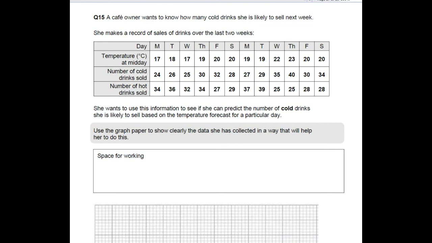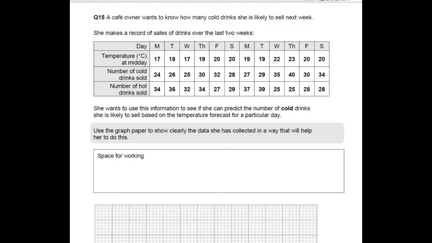Question 15. A cafe owner wants to know how many cold drinks she is likely to sell next week. She makes a record of the sales of drinks over the last 2 weeks, and here is a table with those temperatures and the number of drinks. She wants to use this information to see if she can predict the number of cold drinks she is likely to sell based on the temperature forecast for a particular day. Use the graph paper to show clearly the data she has collected in a way that will help her to do this. And there's some space for working out.